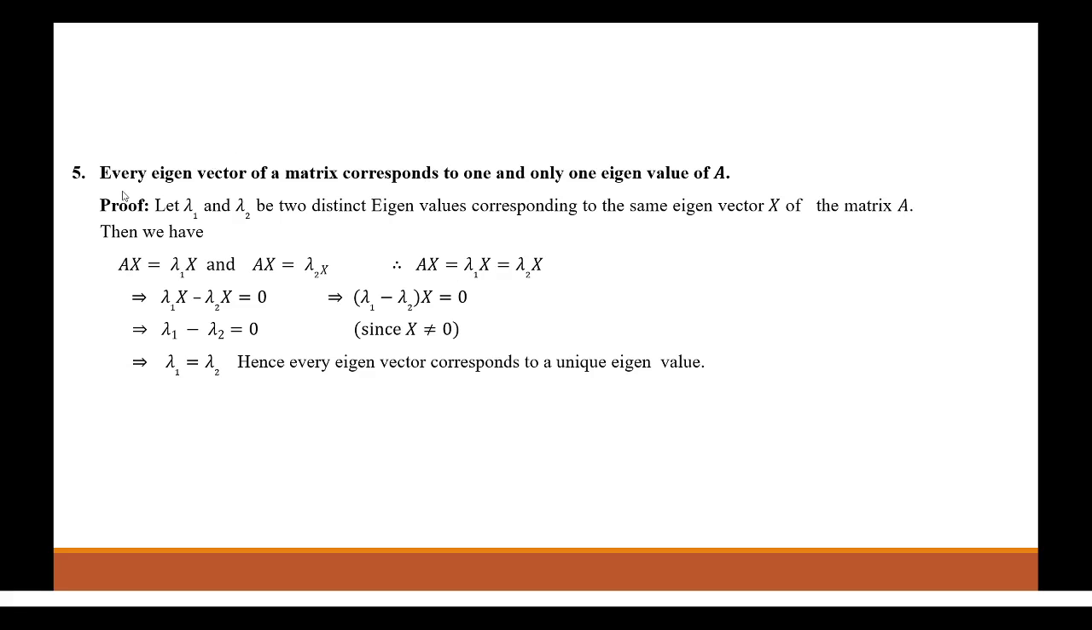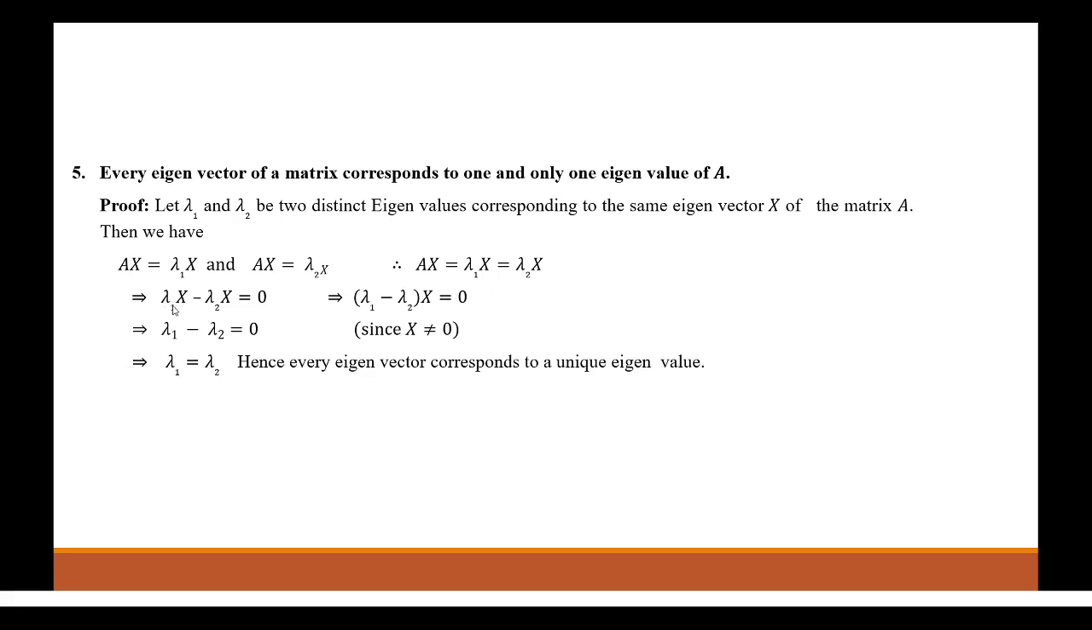So, next is property 5. Every eigenvector of a square matrix corresponds to one and only one eigenvalue of A. Let us take lambda 1 and lambda 2 as two distinct eigenvalues corresponding to the eigenvector x of a matrix A. Then we can write Ax is equal to lambda 1 x and Ax is equal to lambda 2 x. Therefore, these are all equal: Ax is equal to lambda 1 x is equal to lambda 2 x.